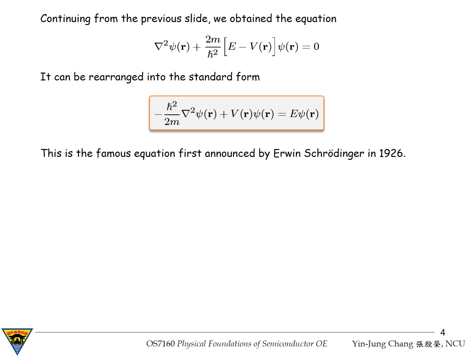Continuing from the previous slide, we obtained the equation shown here. It can be further rearranged into the standard form as shown. This is the time-independent Schrödinger equation for a single particle in a potential V of r. This equation is one of the most important equations in all of modern physics. It was first announced by Erwin Schrödinger in 1926, and it became a cornerstone of quantum mechanics.